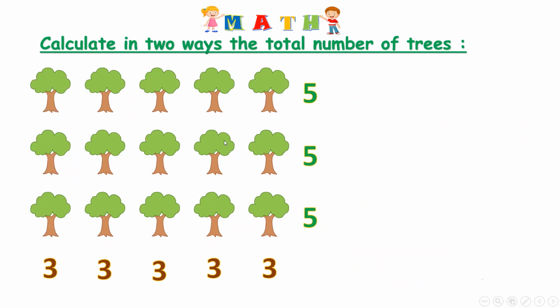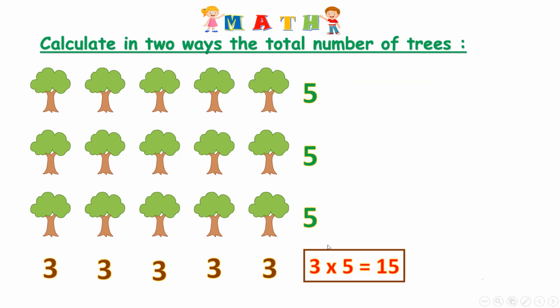Now we've seen that we have calculated the number of trees in two ways. Horizontally, by counting the number of trees in a row, I have 5 and 5 and 5, and I've written that it's 5 times 3. Great. And the other way is calculating by counting vertically, and I have 3 in a column. How many 3 do I have? 1, 2, 3, 4, 5. So it's 3 times 5.